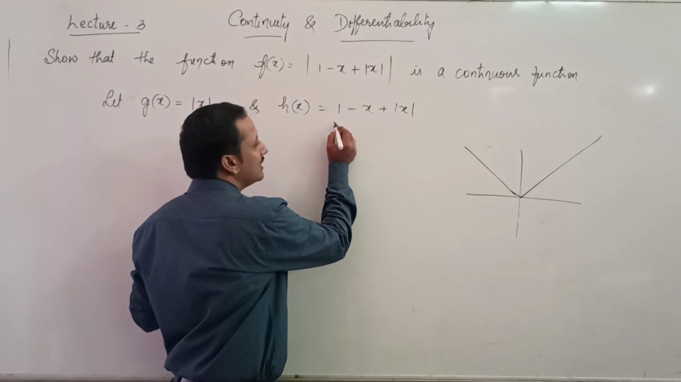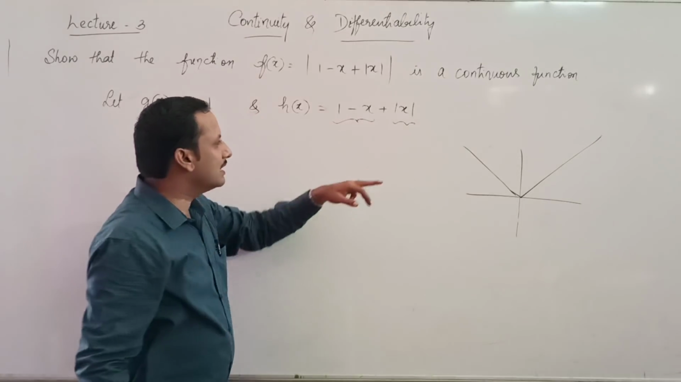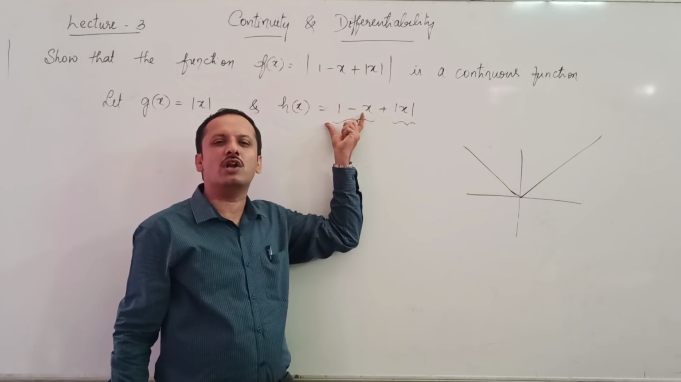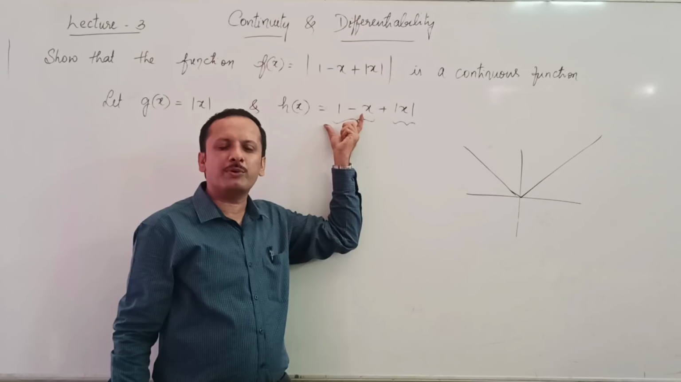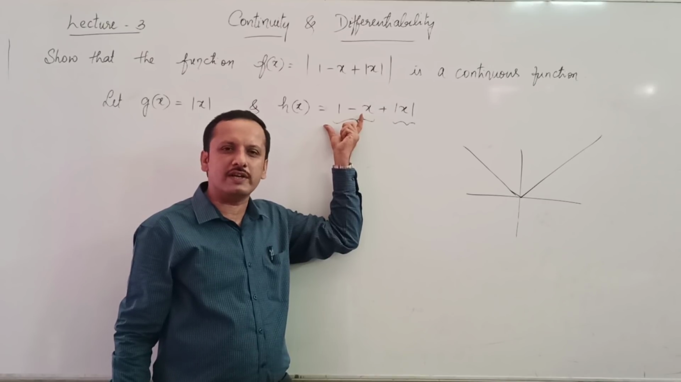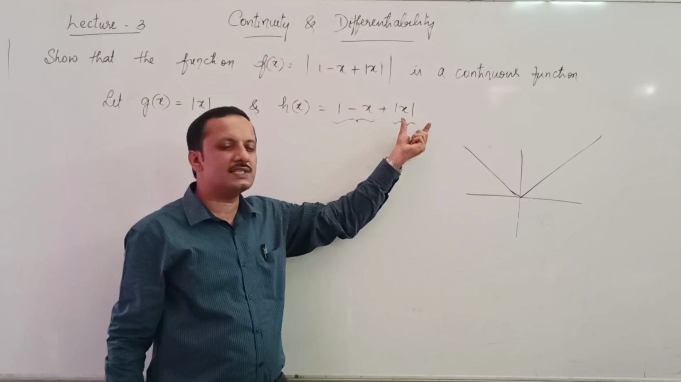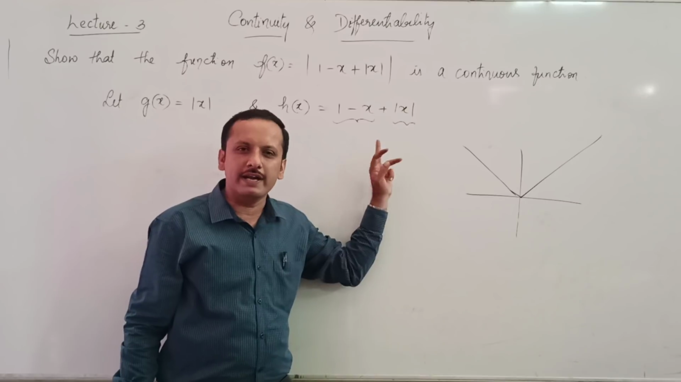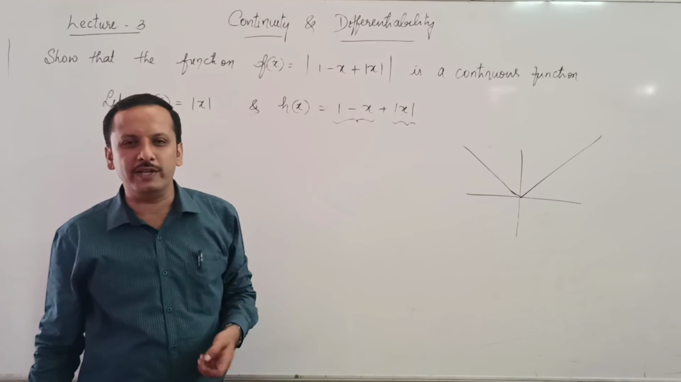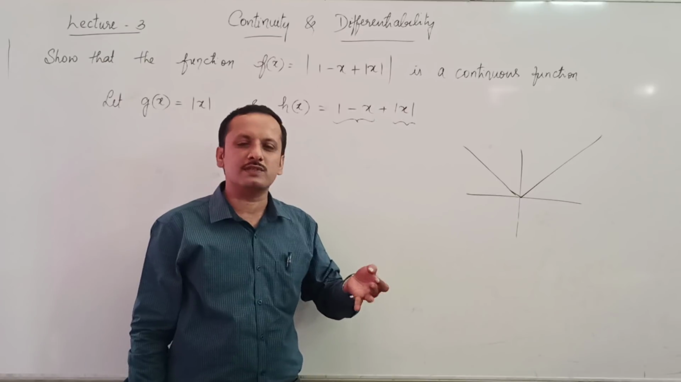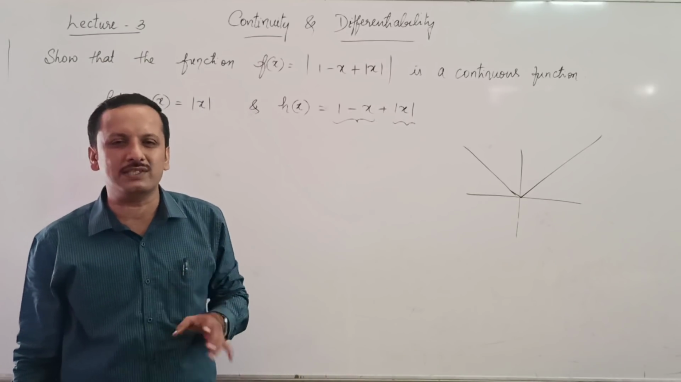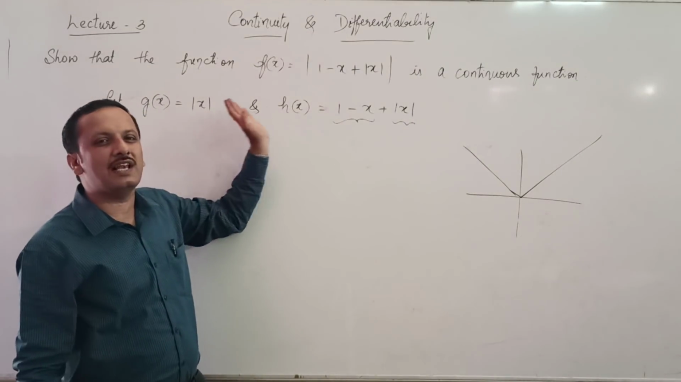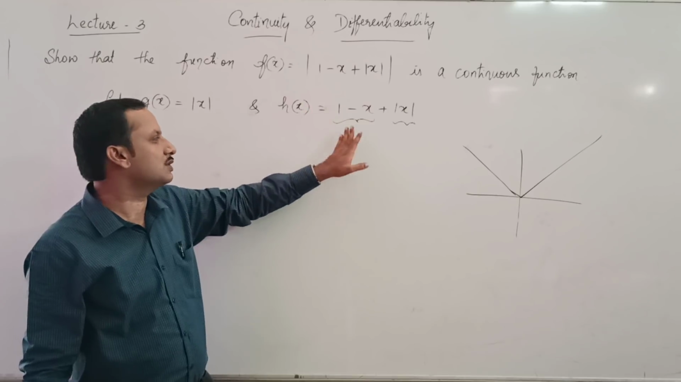I can treat this as one function and this as the other. This is continuous everywhere we know. And 1 minus x, this is a polynomial function, and we have proved that every polynomial function is continuous. Then the sum of two continuous functions is also a continuous function. Just recall the previous video, there I gave you one theorem: if f is continuous and g is continuous, then f plus g is continuous. So all in all, g as well as h both are continuous functions.